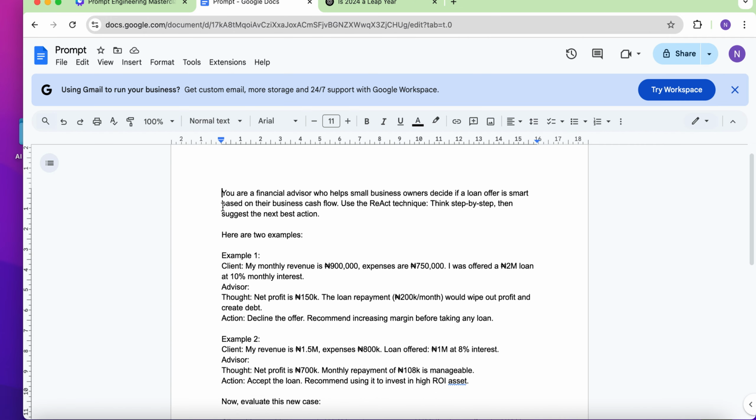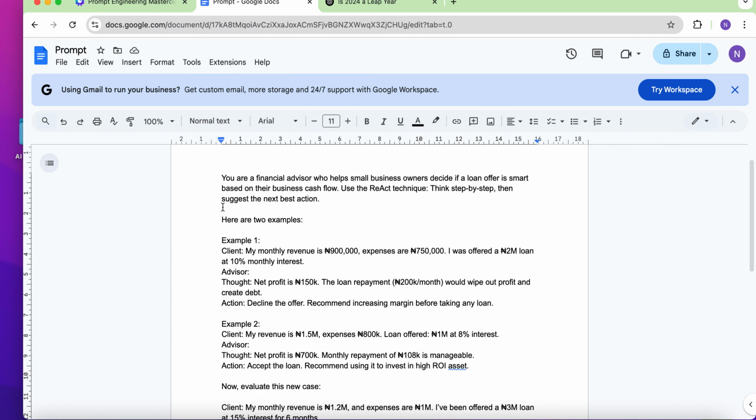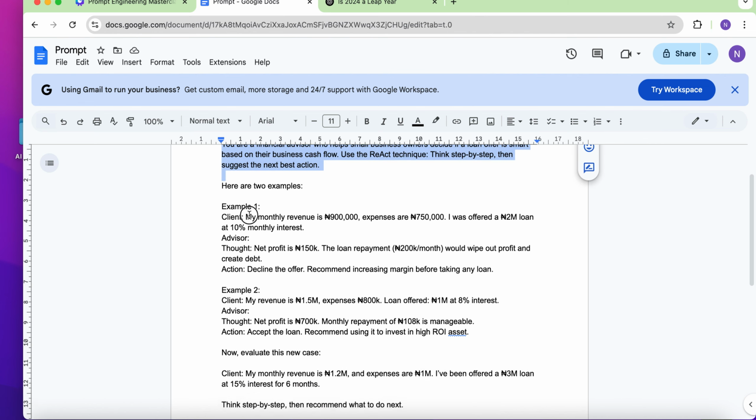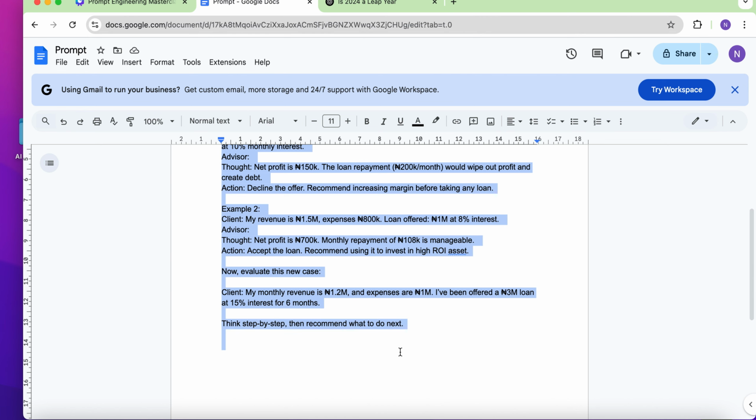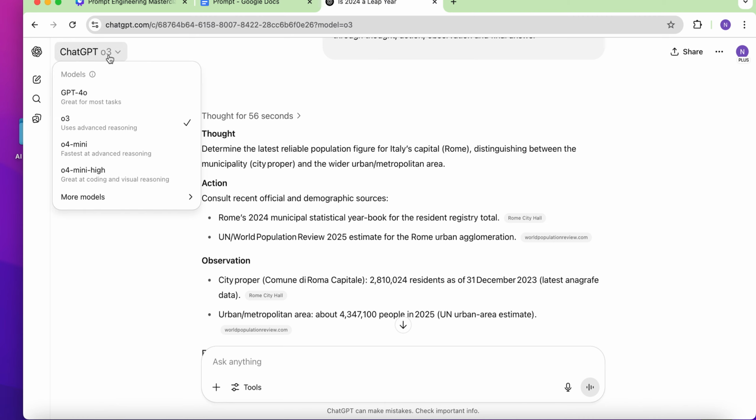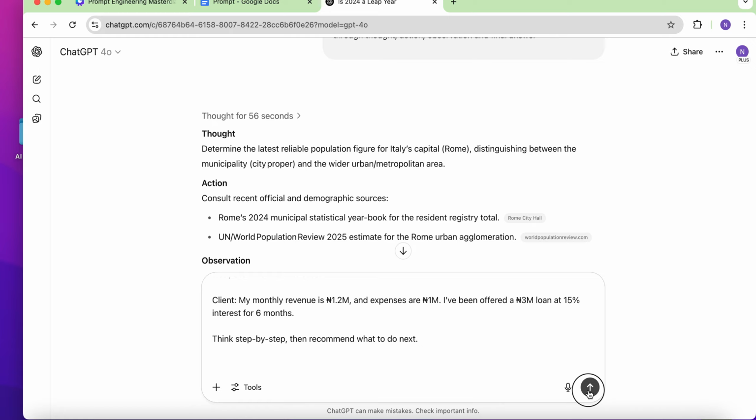So I have the prompt already. You are a financial advisor who helps small business owners decide if a loan is smart based on their business cash flow. So use the ReAct technique, think step by step, then suggest the next best action. Do you remember we said we're going to give you two examples? So these are the two examples. I am just going to paste this here, and see what it says.